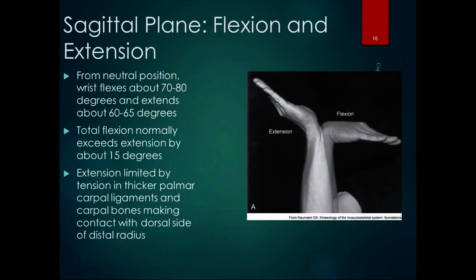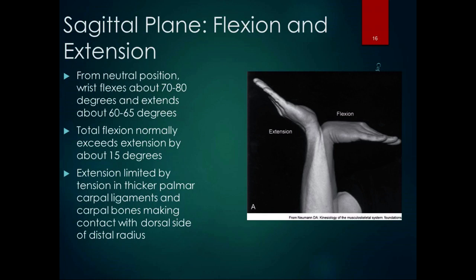So in the sagittal plane, around the medial lateral axis, the radiocarpal joint or the wrist joint can do flexion and extension. From a neutral position, the wrist flexes about 70 to 80 degrees and extends about 60 to 65 degrees. Total flexion normally exceeds extension by about 15 degrees. So if you can flex to 90 degrees, I can do it passively. I can press myself into that.